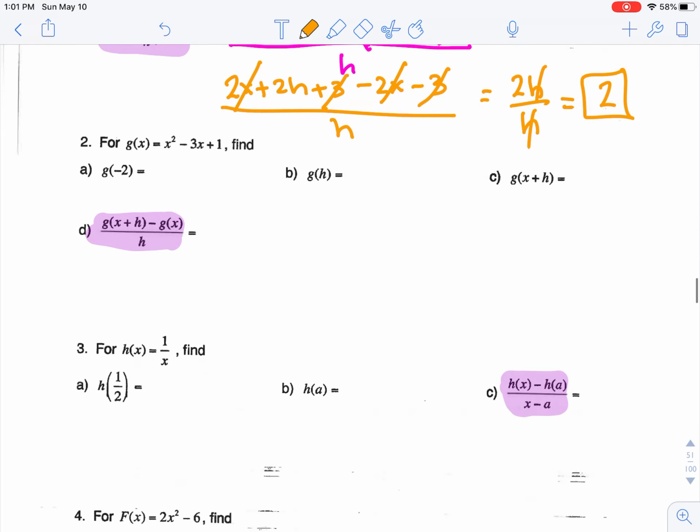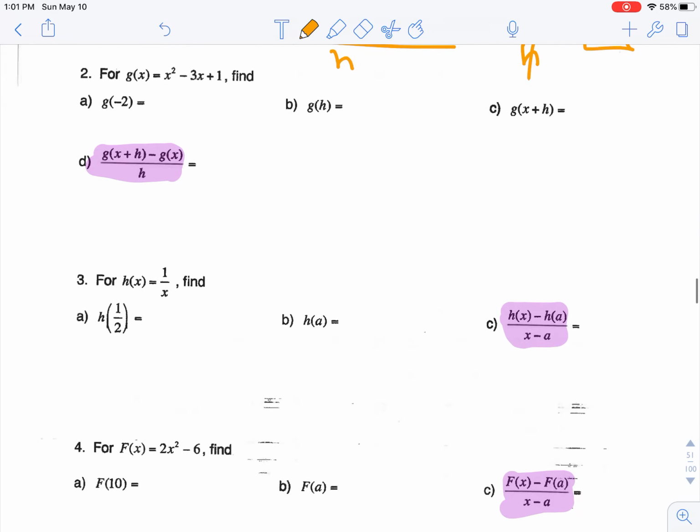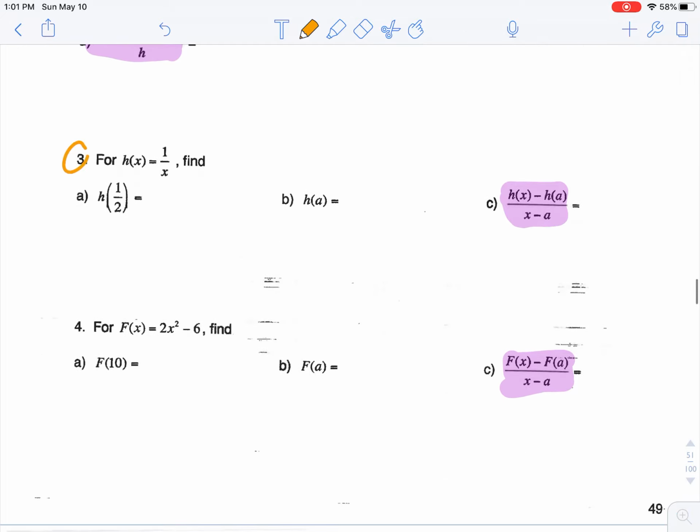Number 3 is a little different, so I'm going to go through and do number 3 with you. Okay, so scroll down to number 3. All right, so we've got h of x equals 1 over x. What's h of 1/2? Well, I just plug that in for x, so that'd be 1 over 1/2, which just turns out to 2. H of a would just be 1 over a, right? I'm just plugging in an a here. So it's 1 over a.